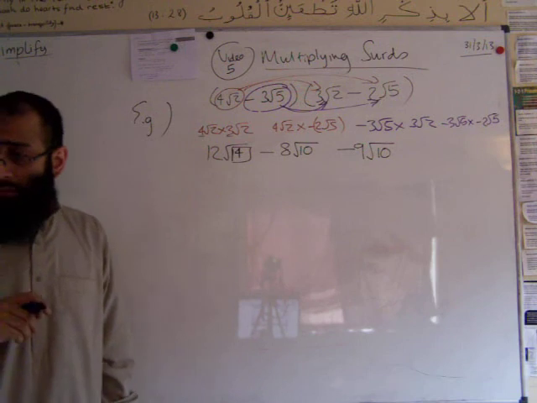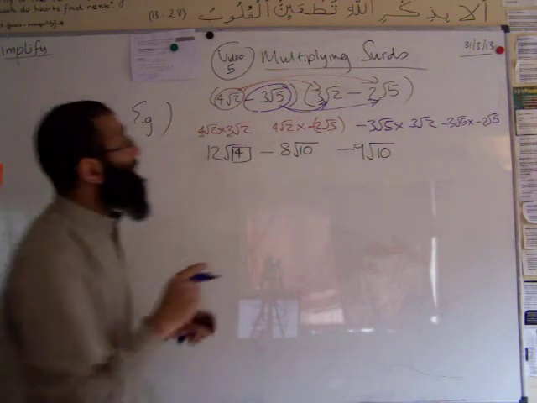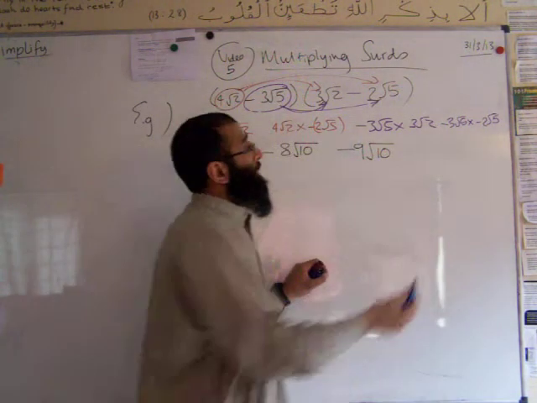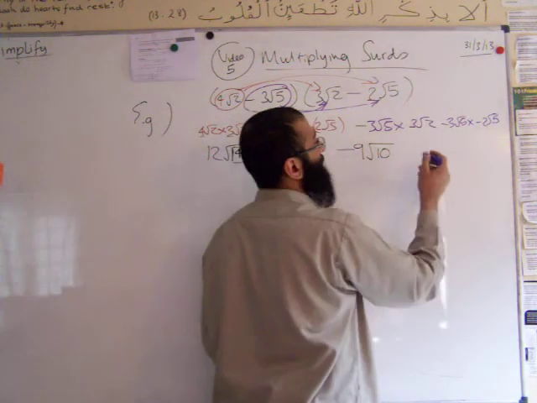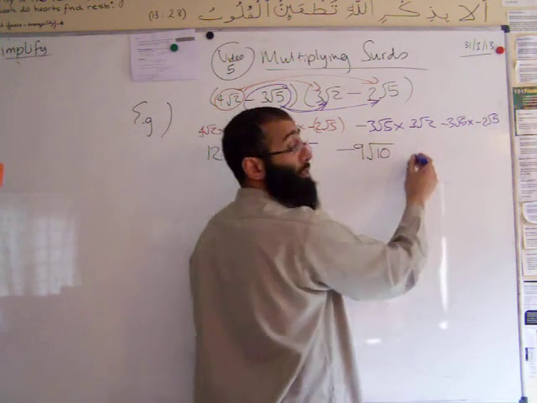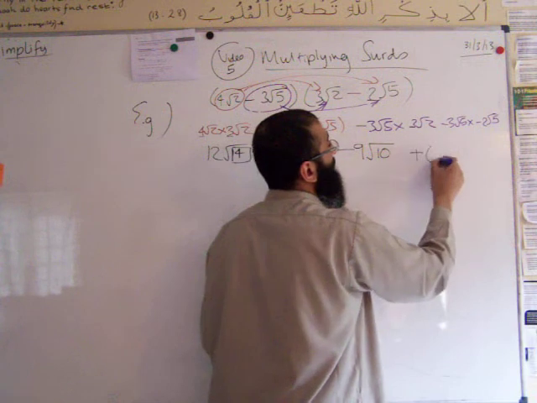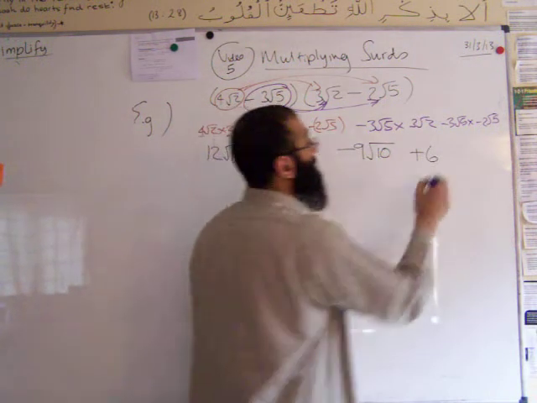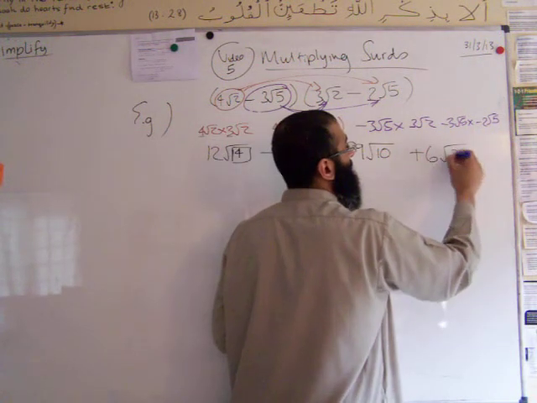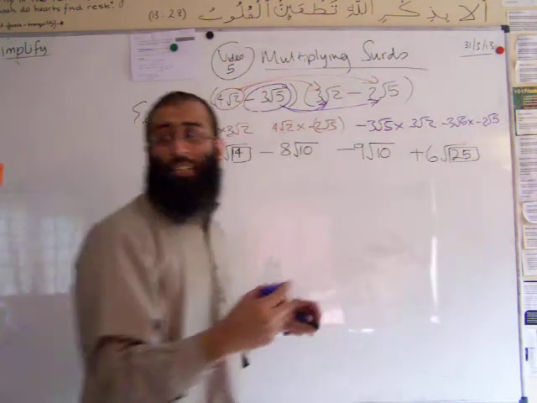Are you happy with that? Right, next one, you do the next one. Minus 3 times by minus 2 is? Plus 6, and root 5 times by root 5 is? Root 25. I'm going to put a square on that straight away, to identify that's a square number.